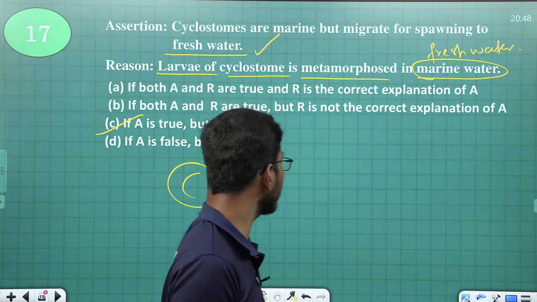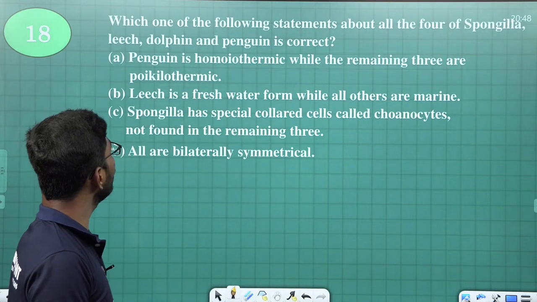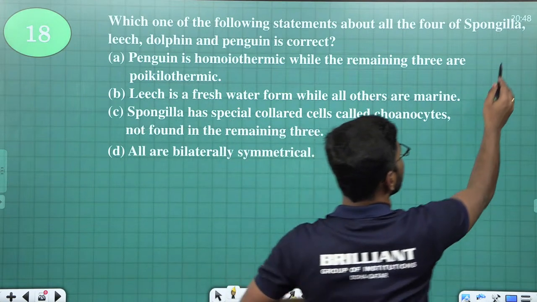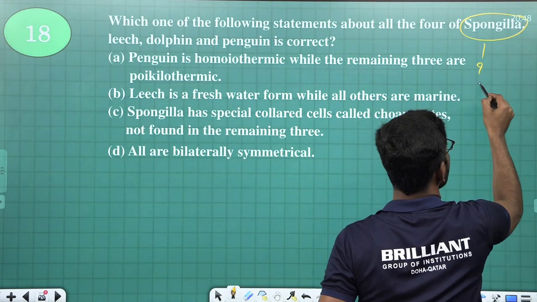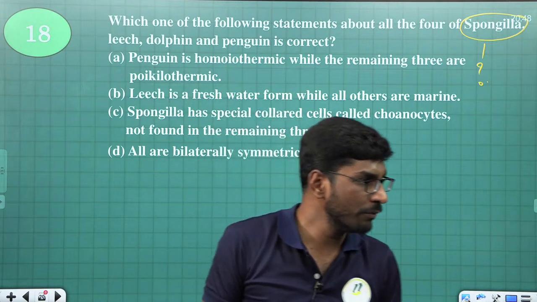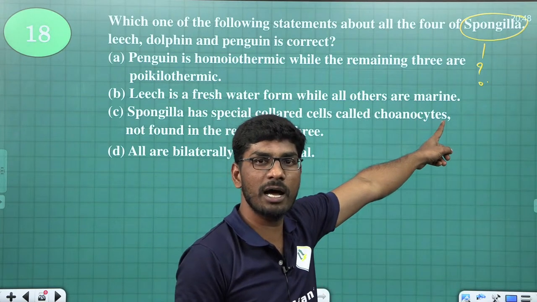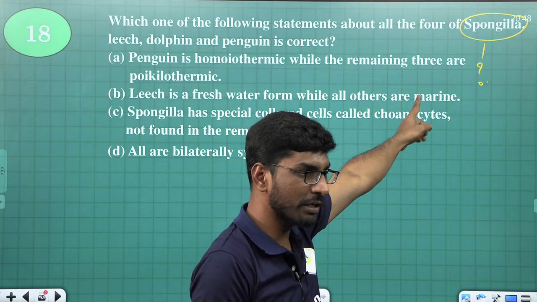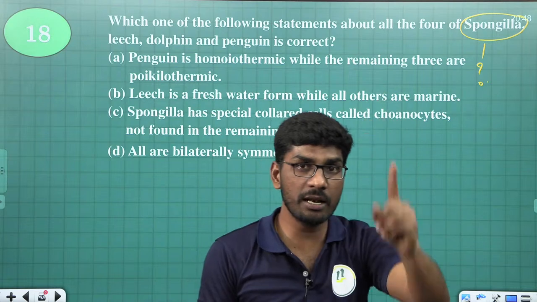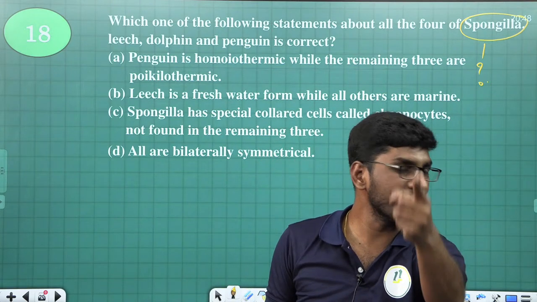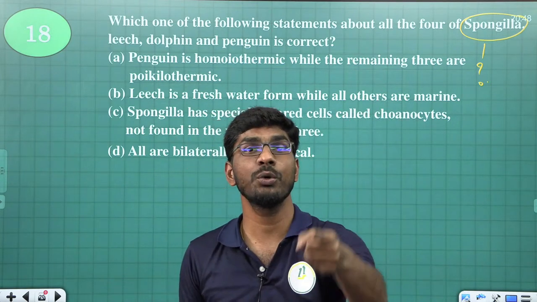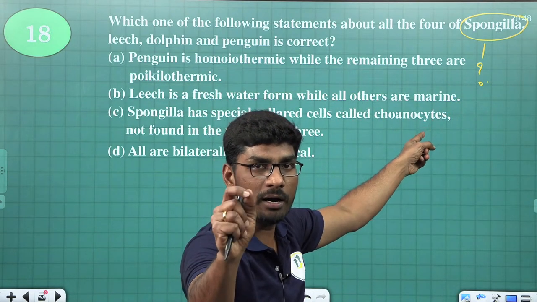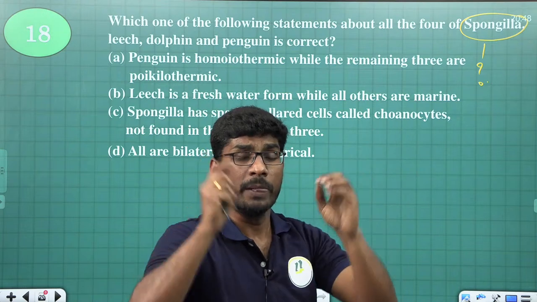Realize and rectify this mistake. Question number 18. Which one of the following statements about Spongilla is correct? Spongilla has a characteristic feature, one specific character. Tell me, any one of you, Faiza, Kavya, what is this Spongilla? Come on, any one of you. Spongilla is a porifera, a freshwater porifera. Freshwater sponge, not the bath sponge. Spongilla is a freshwater sponge.